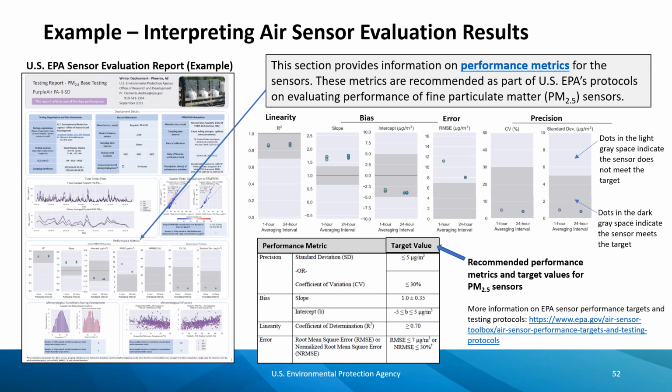Returning to the air sensor evaluation report, the next section provides information on performance metrics. These metrics are recommended as part of EPA's protocols on evaluating performance of PM2.5 sensors. The dots in the light gray space indicate that the sensor does not meet the target, and the dots in the dark gray space indicate that the sensor meets the target. The chart below shows the recommended performance metrics and target values for PM2.5 sensors, and more information can be found on the webpage provided.